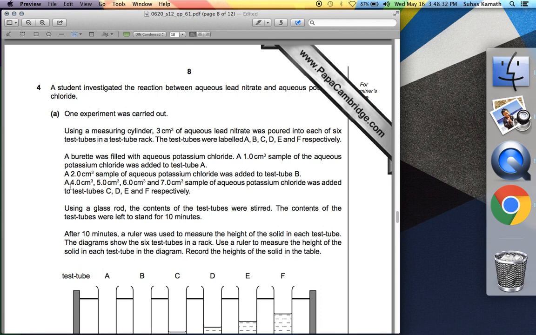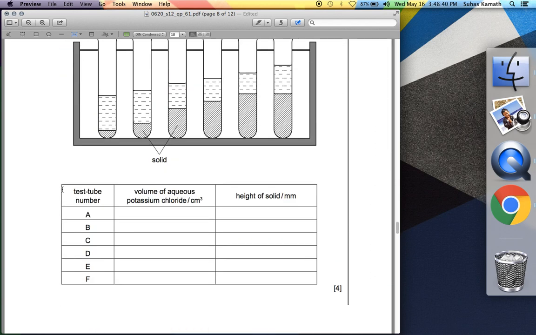The diagram shows 6 test tubes in a rack. Use a ruler to measure the height of the solid in each test tube in the diagram. Record the heights of the solid in the table.